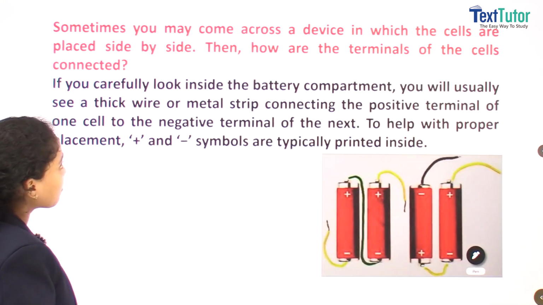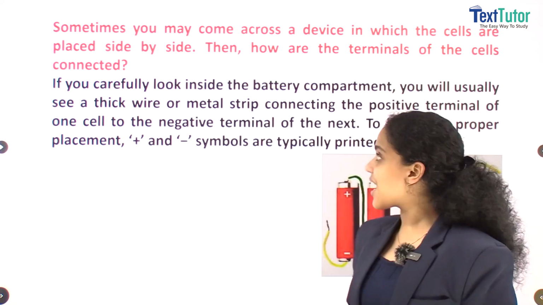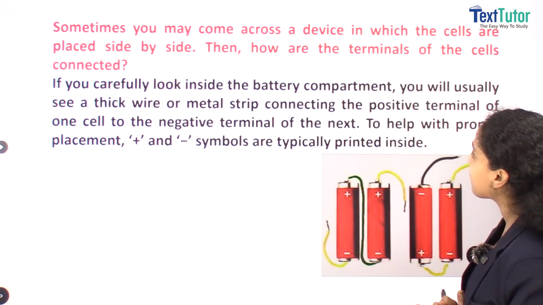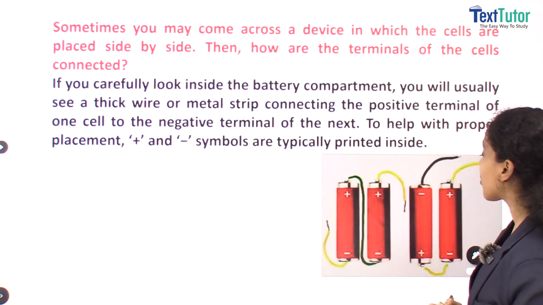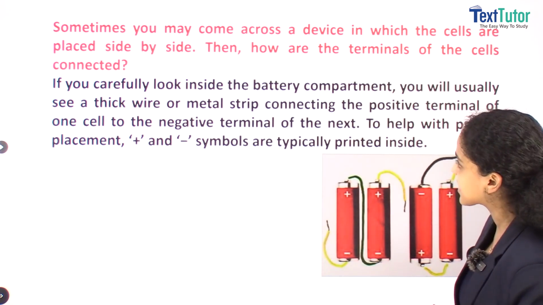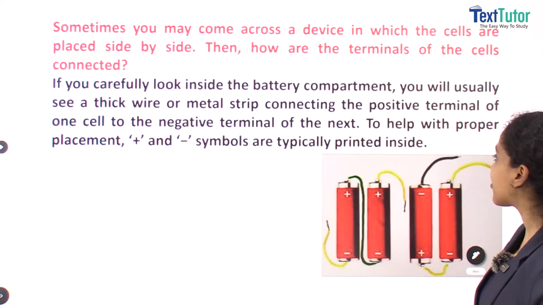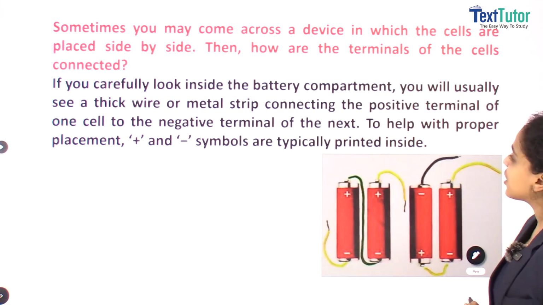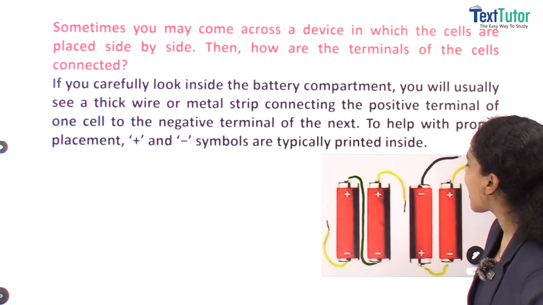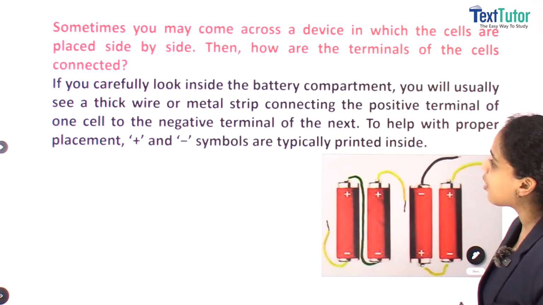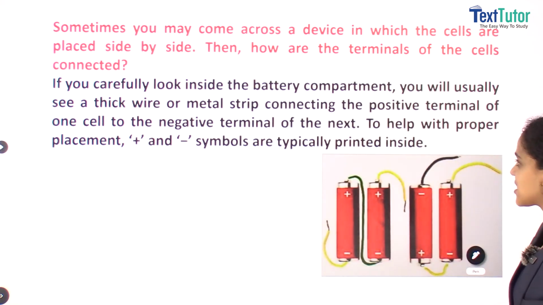Sometimes you may come across a device in which the cells are placed side by side. Then how are the terminals of the cells connected? If you carefully look inside the battery compartment, you will usually see a thick wire or a metal strip connecting the positive terminal of one side to the negative terminal of the next.